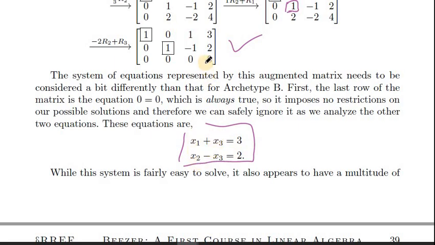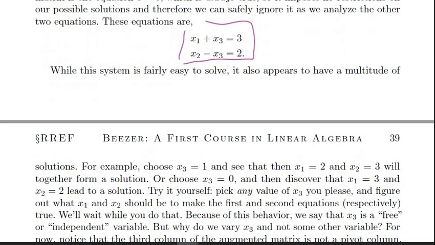So notice that x3 corresponds to a column that is not a pivot column. That's going to be true in general. Free variables will correspond to columns that are not pivot columns. Okay, so let's go down and look at this description.